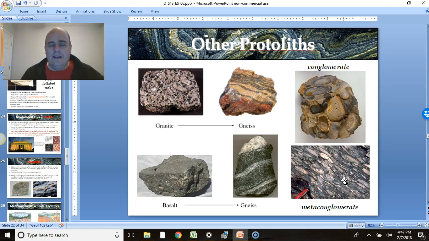Okay, so this is a great example of rocks that have different protoliths over time. They can both be gneisses, but different because of their chemical composition.